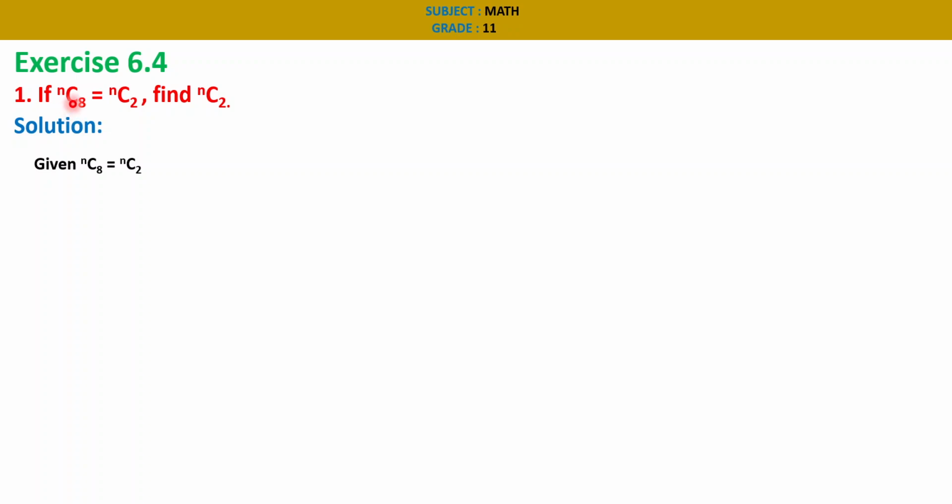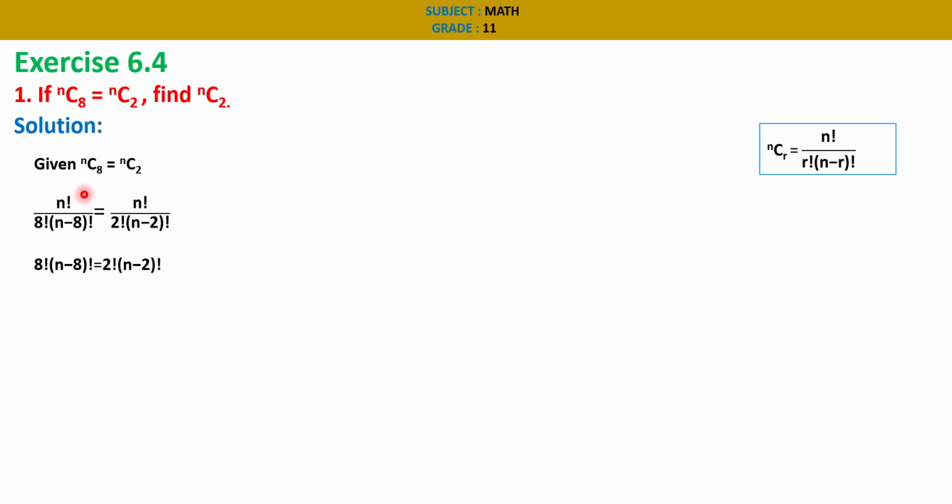If nC8 is equal to nC2, find nC2. Given this, how do you solve this problem? Here we need to do a comparison. As it's given, nC8 is equal to nC2. Now we know the formula nCr is equal to n factorial divided by r factorial into (n minus r) factorial. In the first case, we keep r as 8. In the second case, we keep r as 2. Now n factorial divided by 8 factorial into (n minus 8) factorial is equal to n factorial divided by 2 factorial into (n minus 2) factorial.